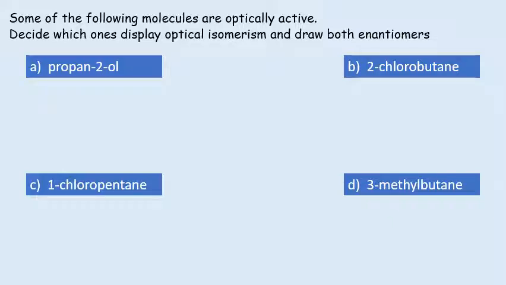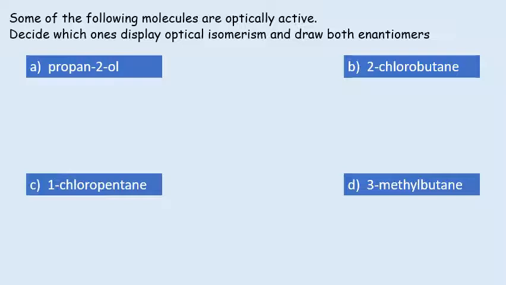Okay, what I'm going to get you to do then is I suggest you pause the video and have a go at this yourself. You've got 4 molecules: propan-2-ol, 2-chlorobutane, 1-chloropentane, and 3-methylbutane. I suggest you draw these out. Maybe practice doing structural formula, displayed formula, and skeletal. So draw the 4 of them out. Have a look to see if you can find a chiral carbon. If you can find a chiral carbon, that means it has optical isomerism and it could be optically active.